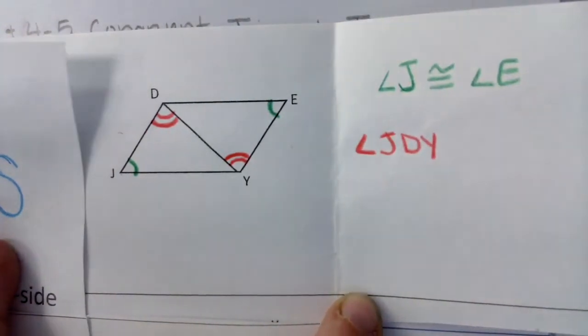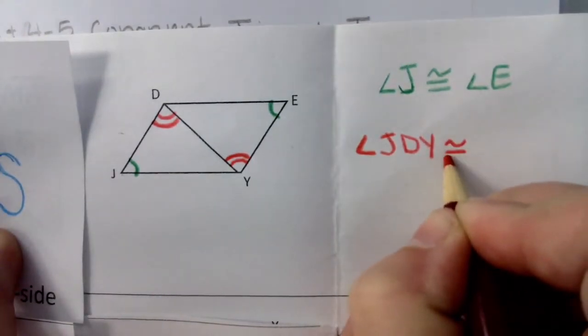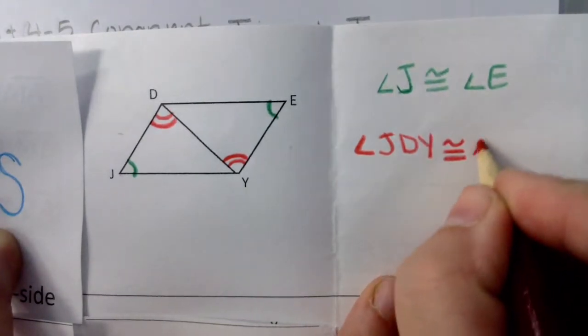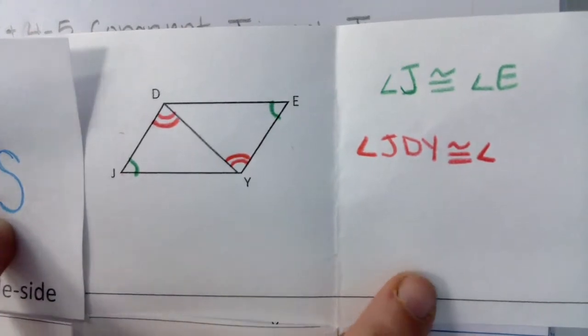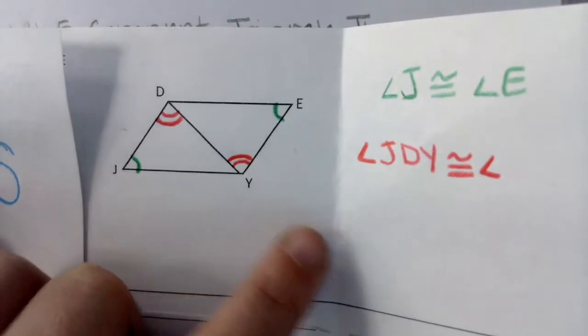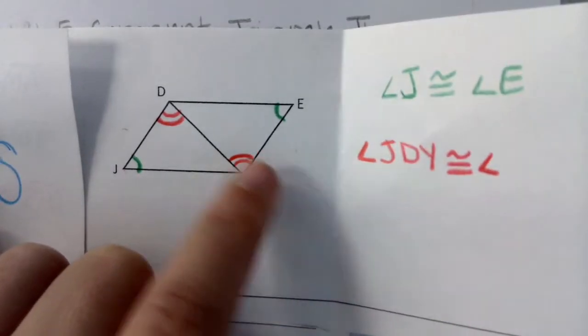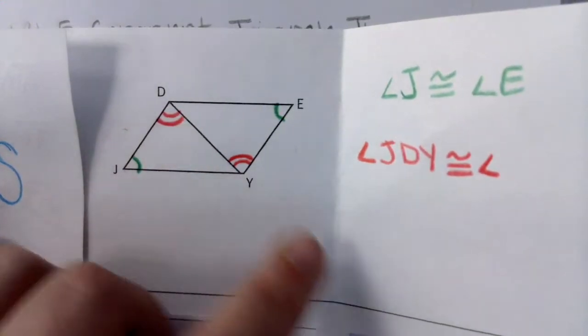Now, the order that we put those letters in doesn't matter. The big thing is that vertex has to be in the middle. So now for this one, what would be the name of that angle? E, what? DYE or EYD? Yep, either one would be fine. I'm going to go with EYD because that's just the way my brain looks at it. But if you want to do DYE, that's fine.